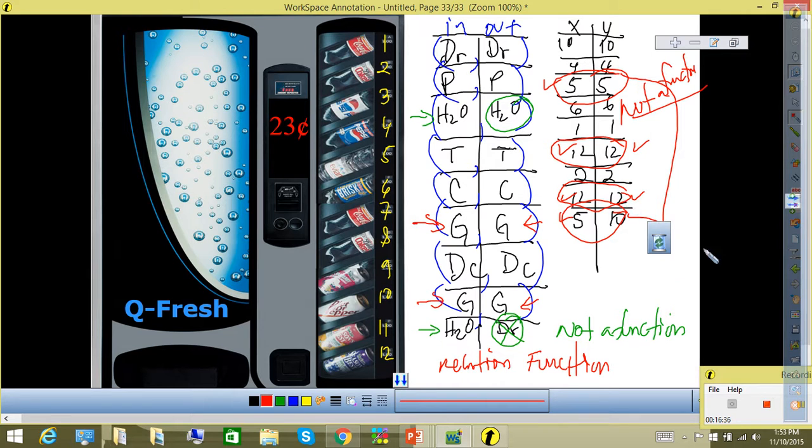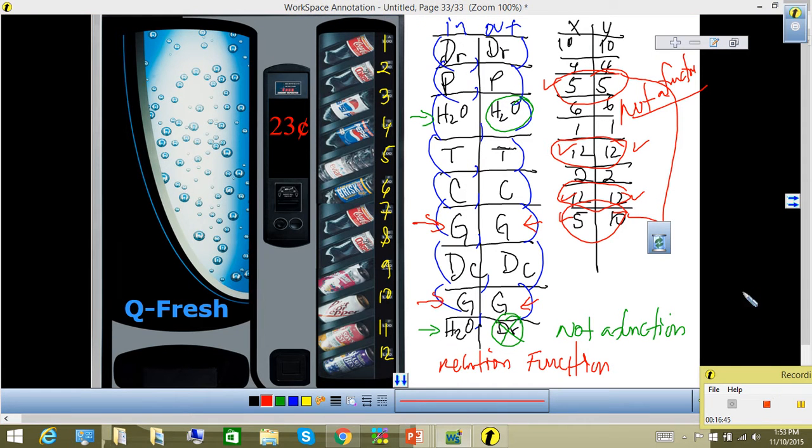So, talk it over with your neighbor, and then I'm going to call on somebody to clarify for us. Go. When is it not a function? Go.